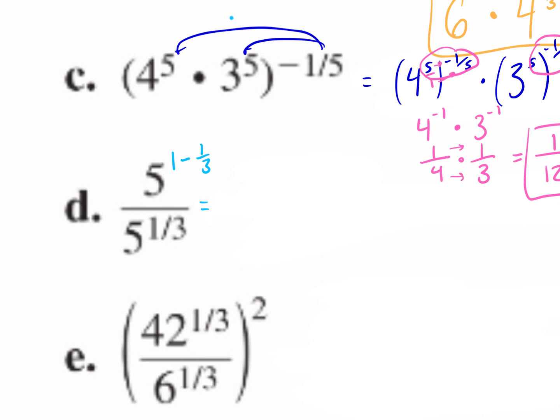Again, we have fractions. What do I need when I'm subtracting fractions? Common denominator. So what can I do to the 1 to make it have a denominator of 3? Multiply the top and the bottom by 3. So it would change to 3 over 3. And when I subtract, what do I get? So 5 to the power of 2/3.